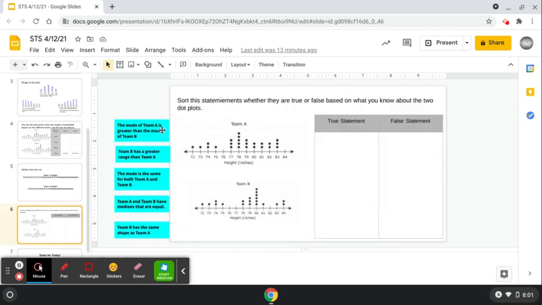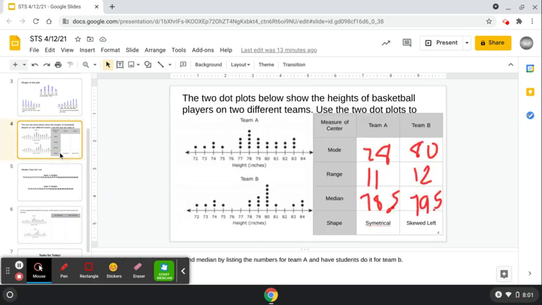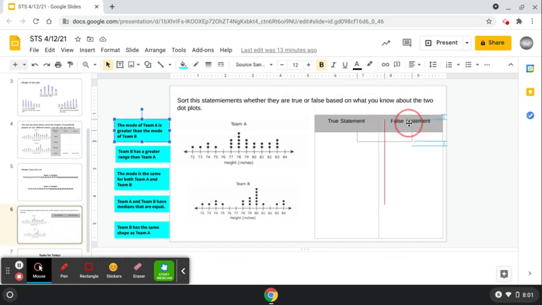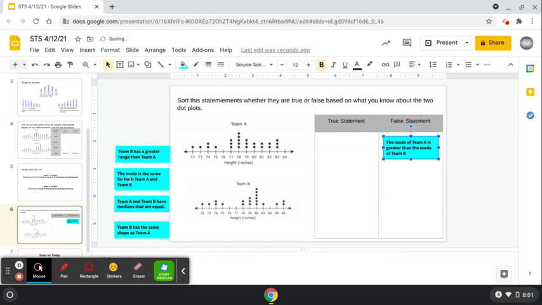All right, so we're going to sort these statements true or false based on what we just found. The mode of team A is greater than the mode of team B. So let's go look at our table. Well, we said team A is 78, team B is 80. So is A greater than B? That answer is no. So this would be a false statement.